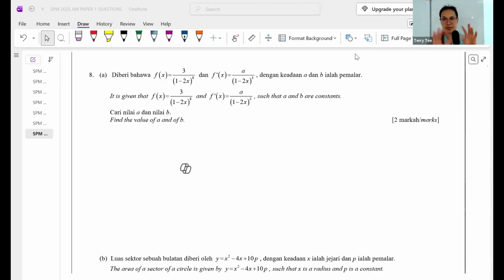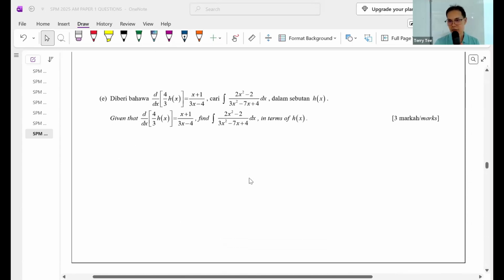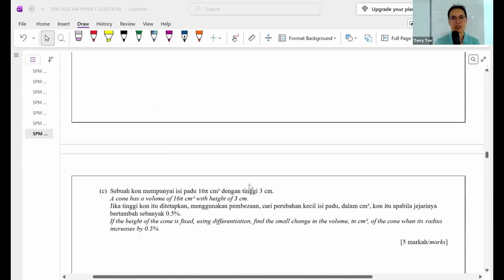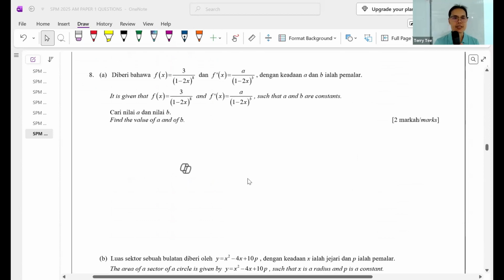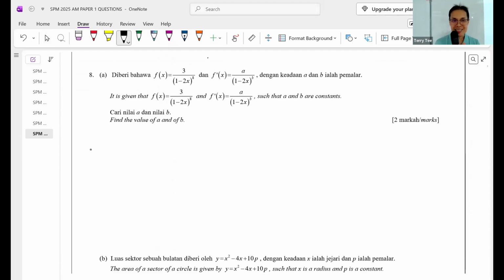All right, question number 8. This is a super long question. It has part A, part B, part C, part D, E, wow, and it's 16 marks in total. Mixed question from differentiation and integration. In my opinion, they should split it into 2, but SPM just decided to put it all in one 16 marks question with part A, B, C, D, E. It's from differentiation and integration.